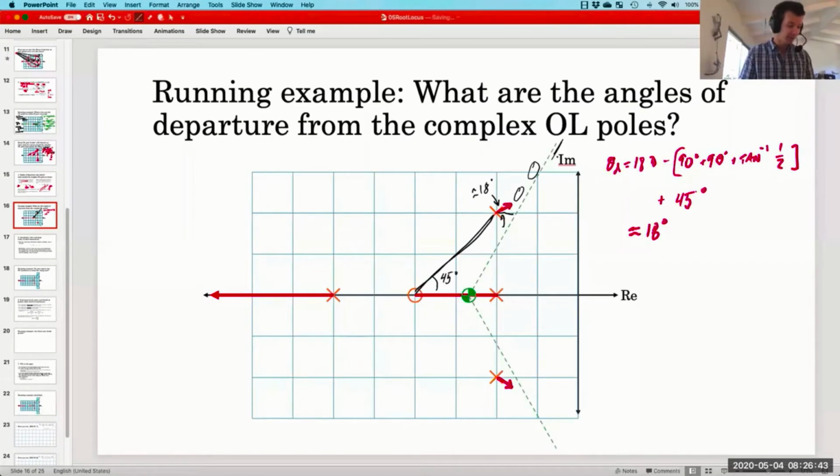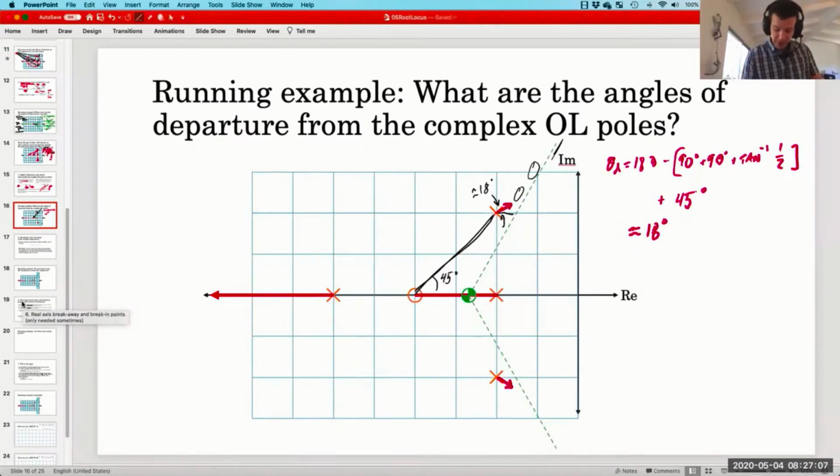Great question. And the whole departure angle analysis assumed that the test point was very, very close to the open loop pole. So the conclusion we get is only applicable in a neighborhood that's very, very close to the open loop pole that we're departing.